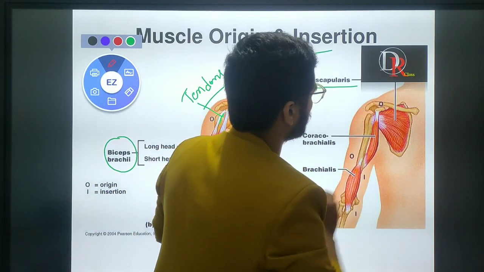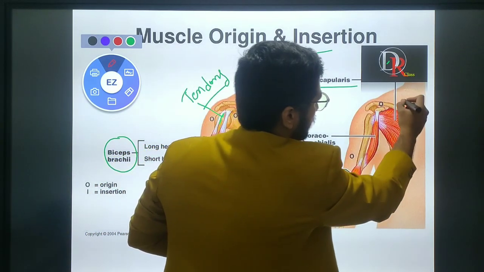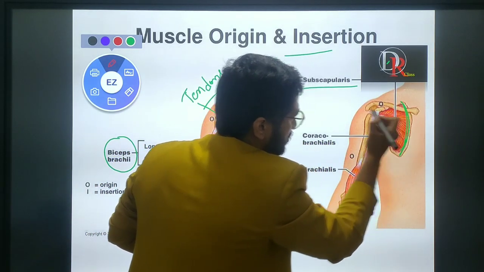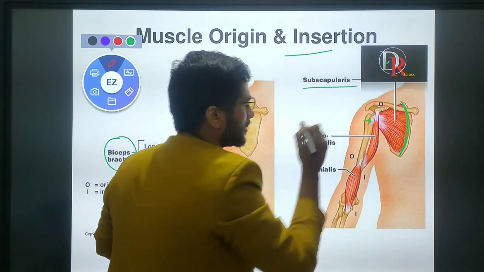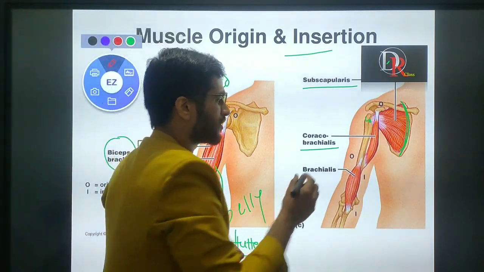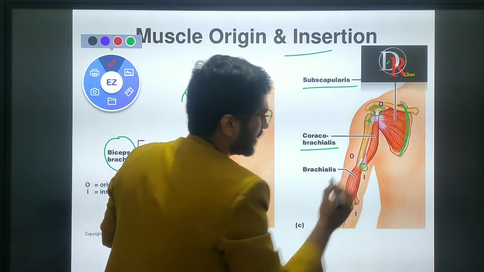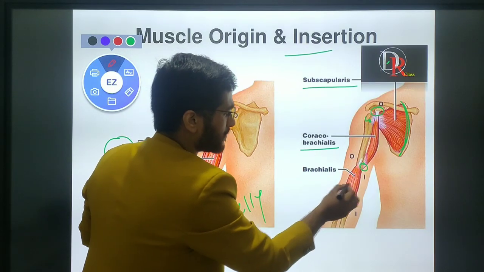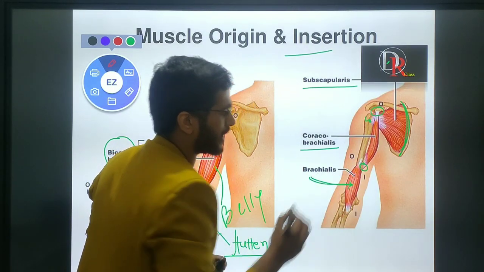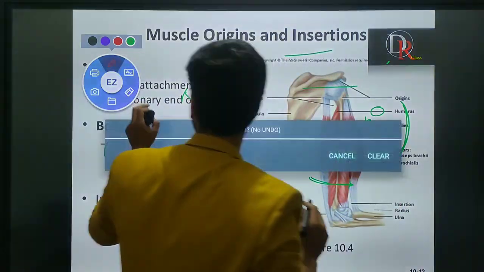Here also, this one is the subscapularis. The subscapularis originates from this surface and is inserted here. The coracobrachialis is another muscle of the arm, which originates from this place and inserts here, and this is the brachialis. So this is the belly of the brachialis. Clear? Let's look at the next part.